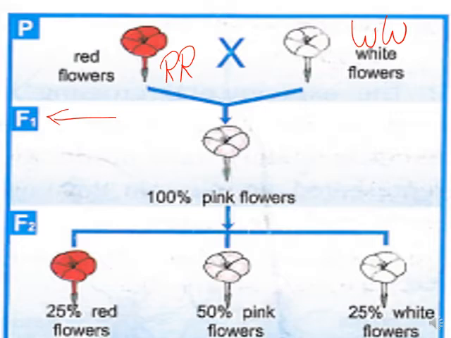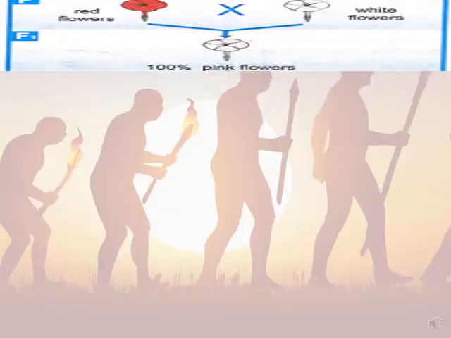After crossing F1 with F1, what do we call crossing F1 with F1? It is called the selfing cross. So crossing pink with pink, we get 25% red, 50% pink, and 25% flowers having white color. So here let's start with the factorial analysis. Let's start with the phenotype of the parents, male and female. Note that you have to give the symbols before you start.